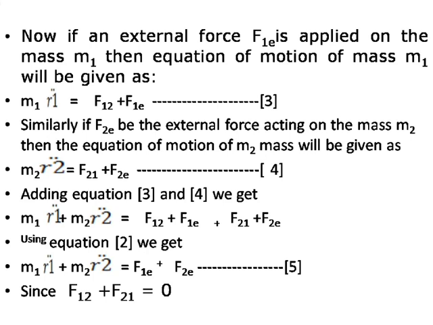Adding equations 3 and 4, we get m1 r1 double dot plus m2 r2 double dot is equal to F12 plus F21 plus F1e plus F2e. Using equation number 2, we get m1 r1 double dot plus m2 r2 double dot is equal to F1e plus F2e. This is equation 5.